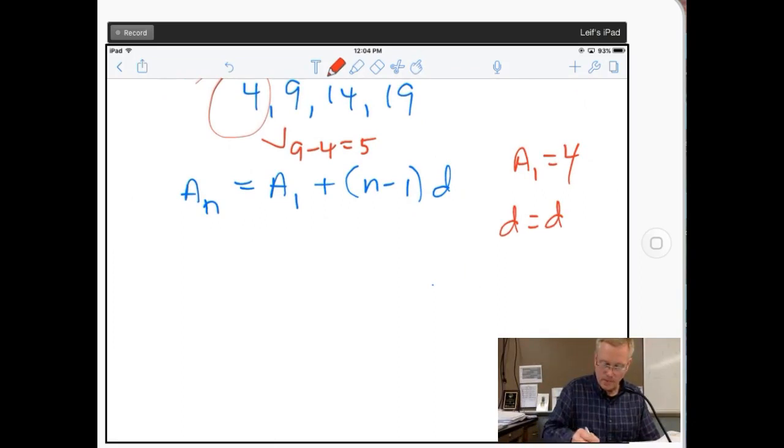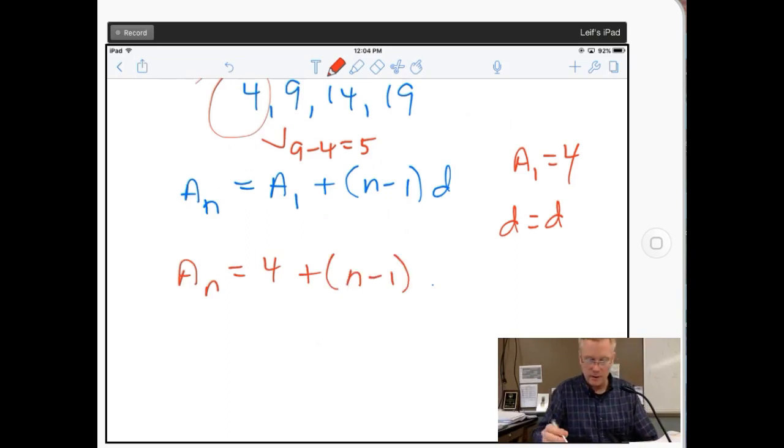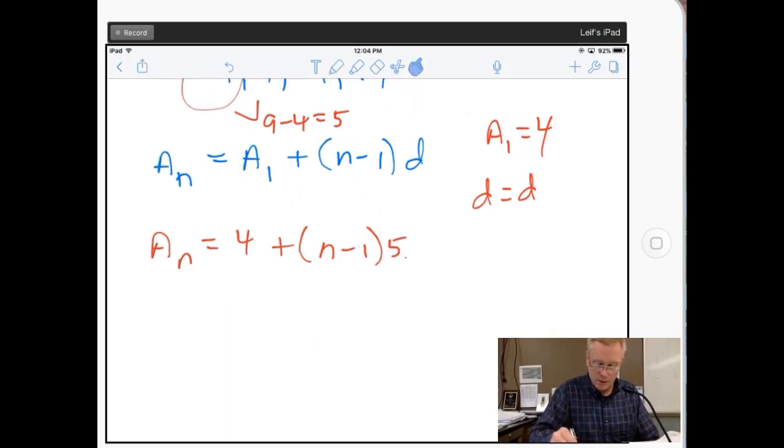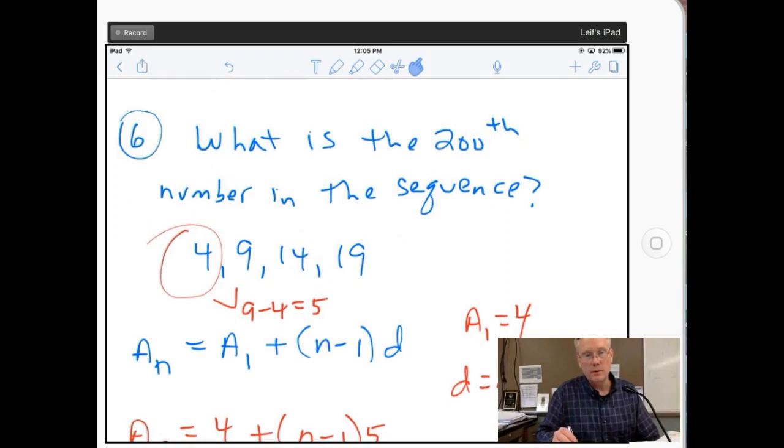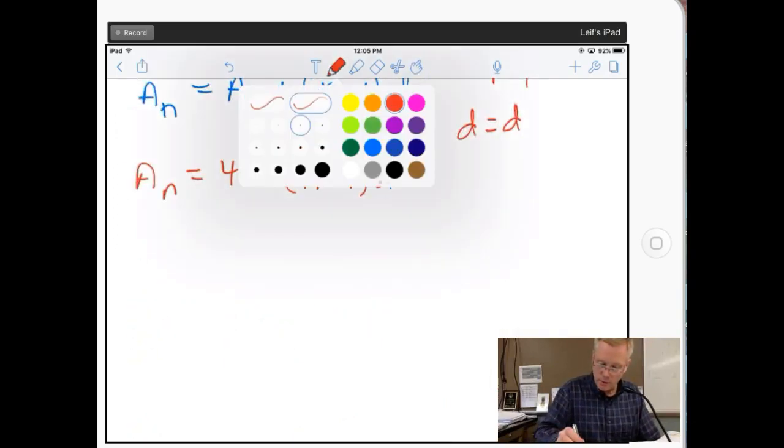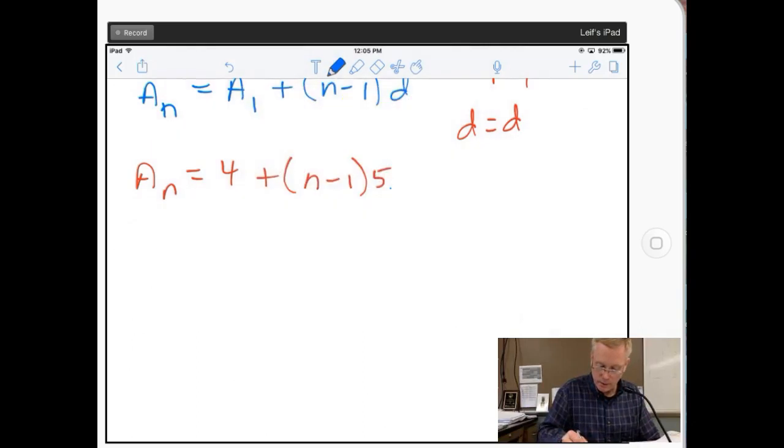Okay, and now I'm going to write my new formula, plug in the numbers. I got 4 plus n minus 1, and d is 5. And they want to know what the 200th number in the sequence is. But I didn't do that by hand. I mean, you could have sat in there and gone 19 plus 5, 24 plus 5, but you'd have been there all day. All right, so if I plug in 200 for n, I will get my answer.